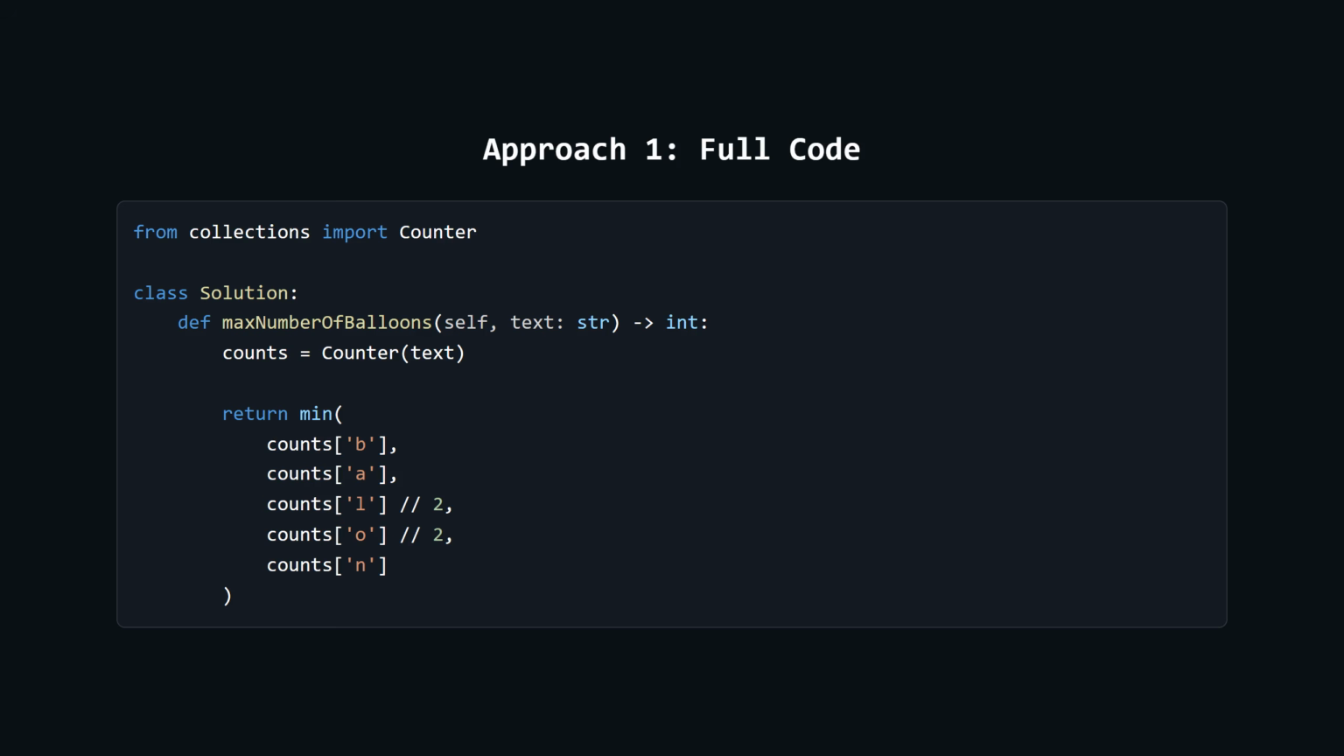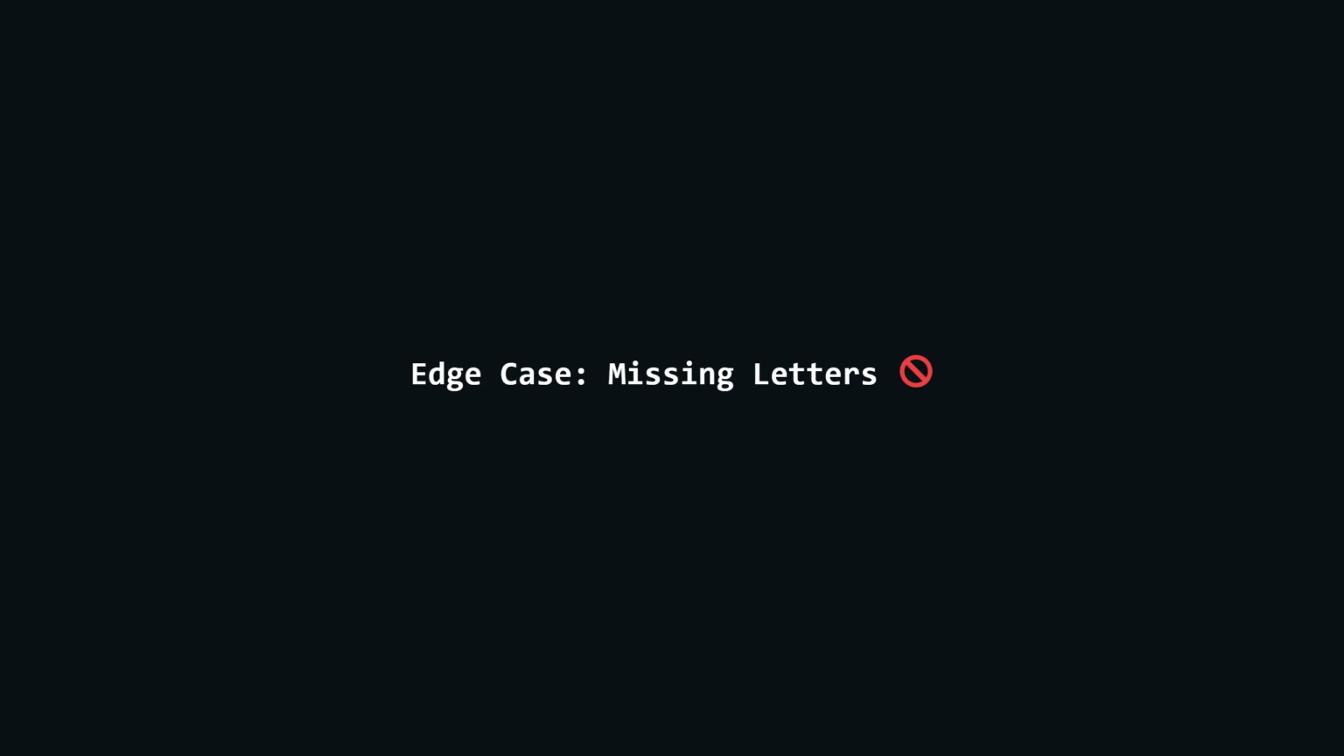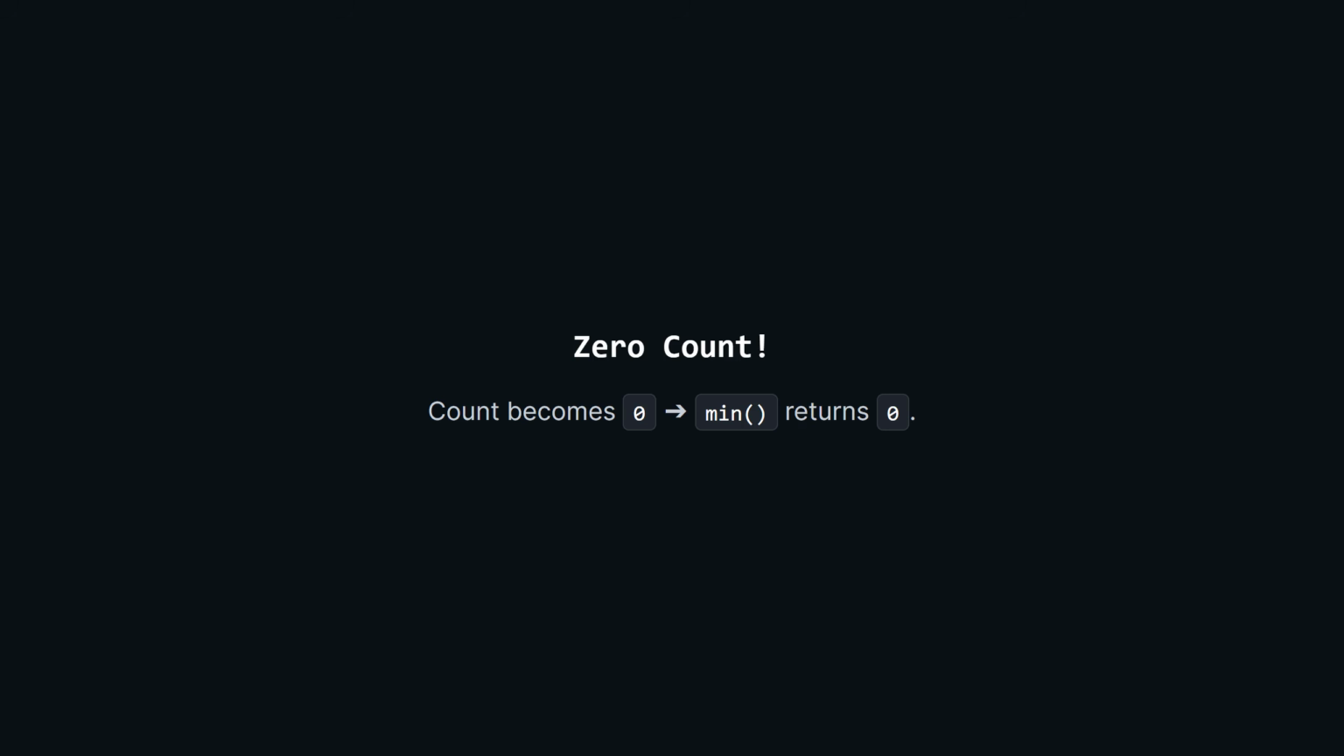Here is what the complete function looks like put together. It is very short and clean. What if a letter is missing entirely from the jumbled text? How does the code handle that? If a letter is missing, the counter will just return 0 for that letter, making our minimum value 0. This correctly means we can't form the word at all.